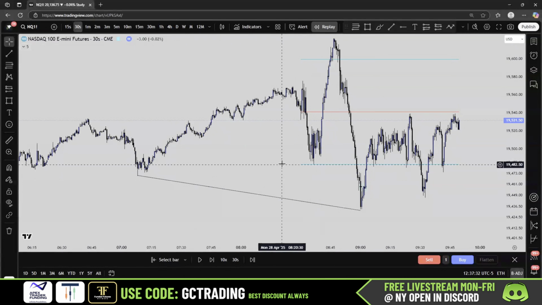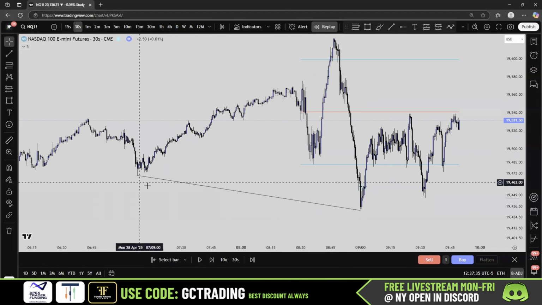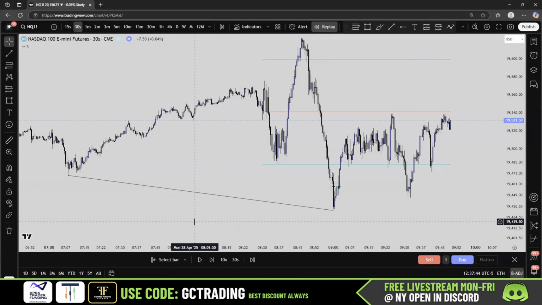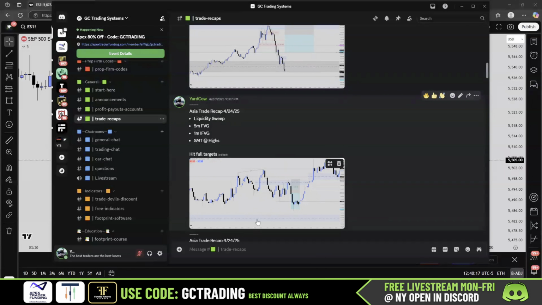So this one is a little bit different. It's not really right next to each other like the other plays. This one's more spread out, but this definitely still works. So yeah, let's continue. And here's another trade that I took from an Asia session.